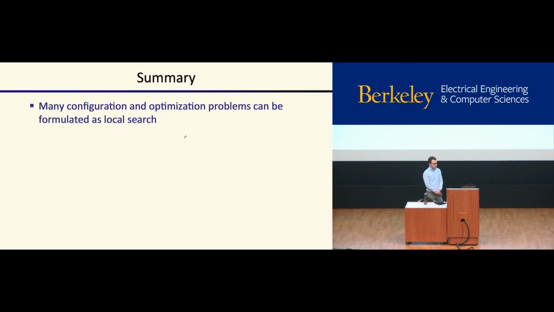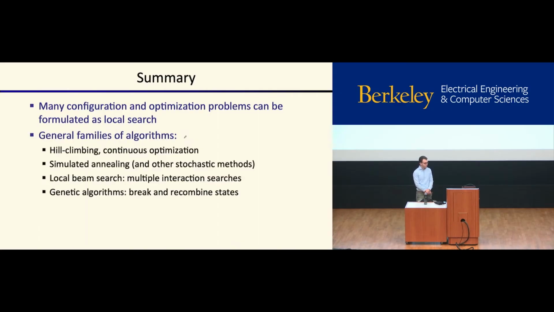Okay, so to summarize, there's lots of configuration and optimization problems that can be formulated as local search. Lots of general families of algorithms. So we talked about hill climbing, we talked about continuous search, we talked about simulated annealing and other stochastic methods. We talked about local beam search and interaction between multiple searches. And we talked about genetic algorithms where we sort of break and then recombine states and mix them back together.